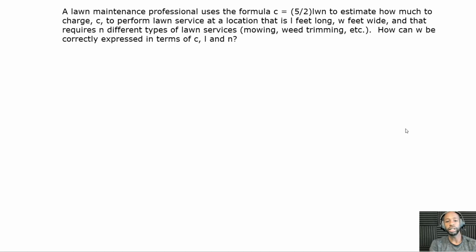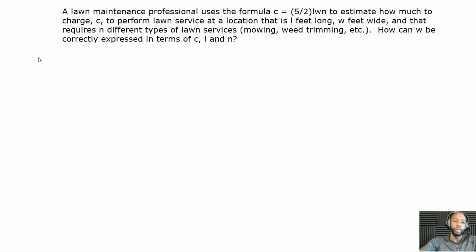All right, so let's look at this. This says a lawn maintenance professional uses the formula C equals 5 halves LWN to estimate how much to charge, C, to perform lawn service at a location that is L feet long, W feet wide, and that requires N different types of lawn services, mowing, weed trimming, etc. How can W be correctly expressed in terms of C, L, and N?